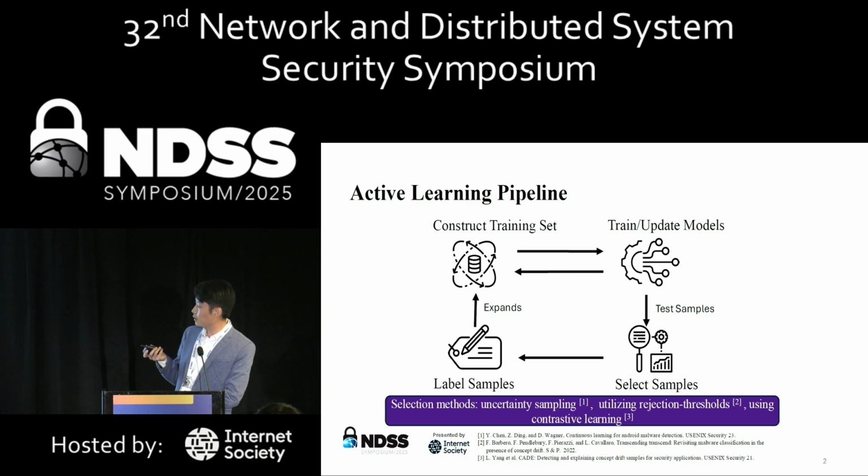There are many selection methods for selecting those crucial samples, such as uncertainty sampling, methods utilizing rejection thresholds, and methods using contrastive learning. These methods can greatly reduce the amount of labeling effort we need in the process. However, the question still remains: how can we actually use those new samples to effectively update our model?